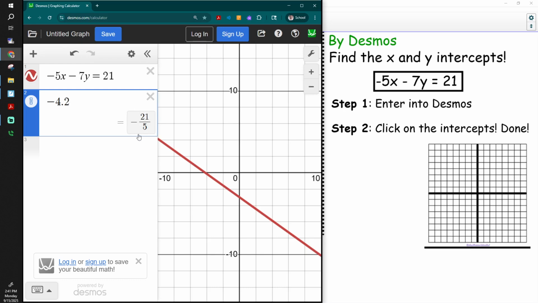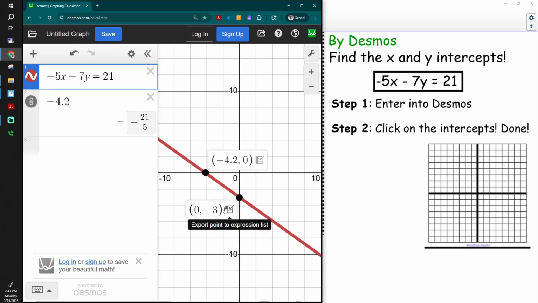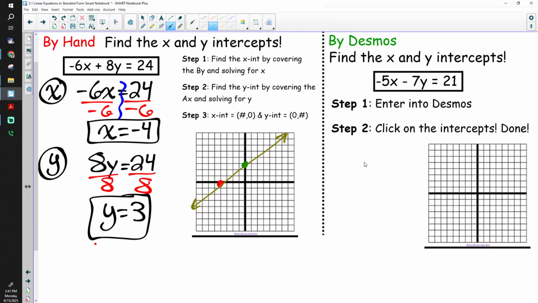This is my x-intercept, and my y-intercept is just negative 3. So all I need to do on my paper is write that x equals negative 21 fifths and y equals negative 3. X equals negative 21 fifths, y equals negative 3.